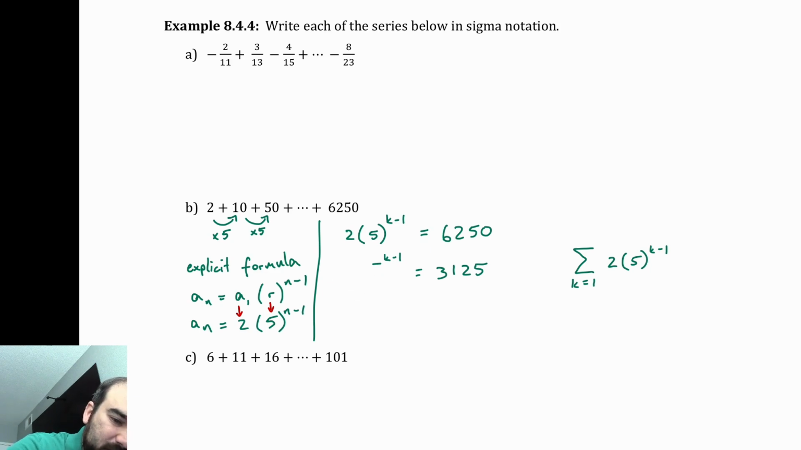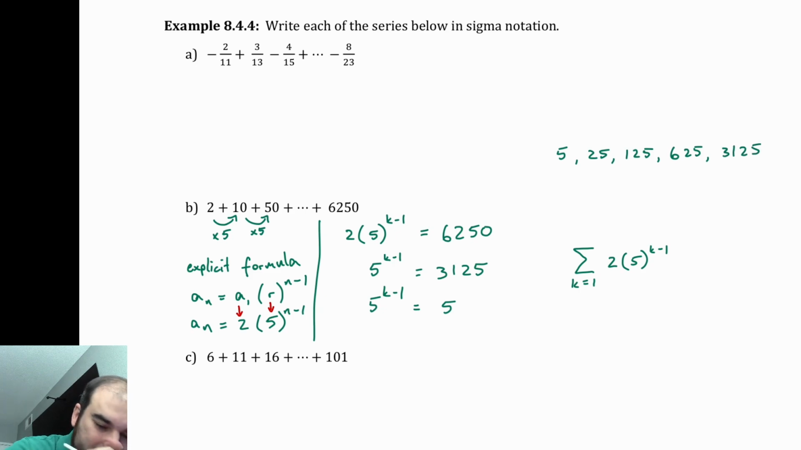But for this problem's sake, I'm actually going to rewrite this as 5 to the k minus 1 equals 5 to some power. Powers of 5 we can kind of jot down on the side here. 5 is 5 to the first power. Second power is 25. That times 5 is 125. That times 5 is 625. That times 5 is 3125. So it doesn't take us that far to find.